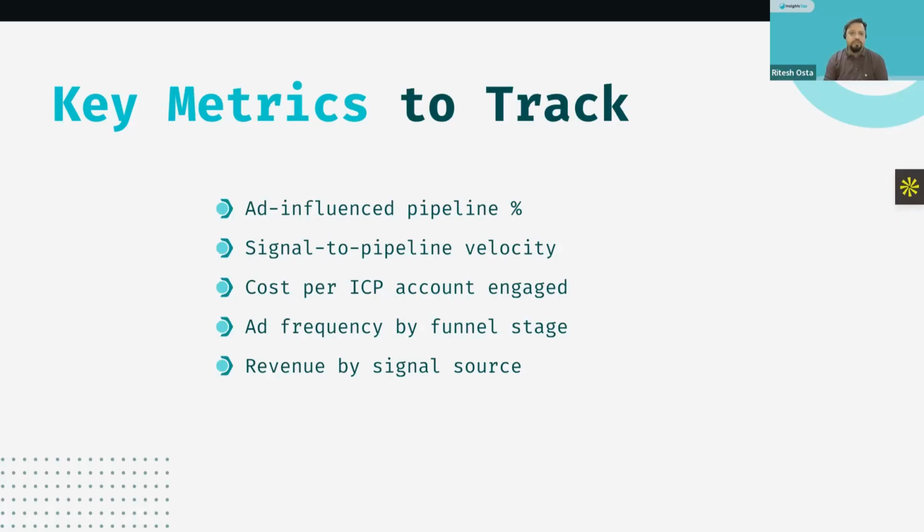And has it reduced? Ad frequency by funnel stage. How many ads are you showing to the same account? What is the frequency? And does it increase based on the funnel stage they are in? For example, if they are already in the deal stage, possibly you can show more ads to more people within the company. Why not? That's another thing that can be measured. And revenue by signal source. I know it's hard. That is where we come into the picture. We work with the RevOps team, and it's not a one-man job. It takes a whole village to do that. But we work with all our clients to help.